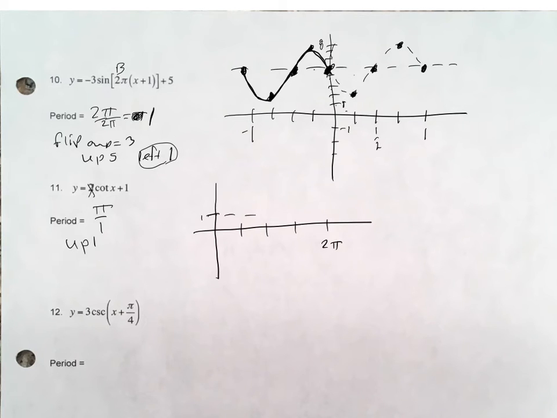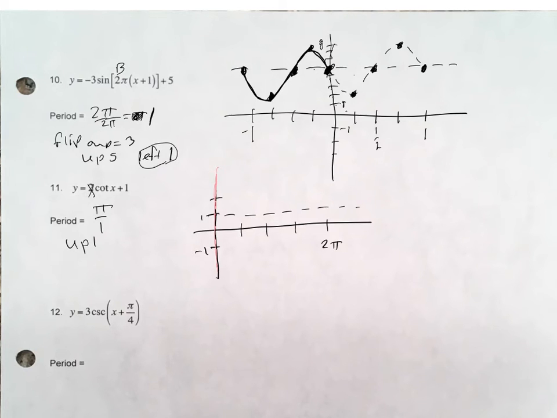Also, I need to indicate where the 1 is, so there it is. I'm moving up 1. Here's -1 in case we need that. Now for cotangent, as you know, the first asymptote is right on that y-axis. So since we're not moving it left or right, it's going to stay there. So that's the first asymptote.